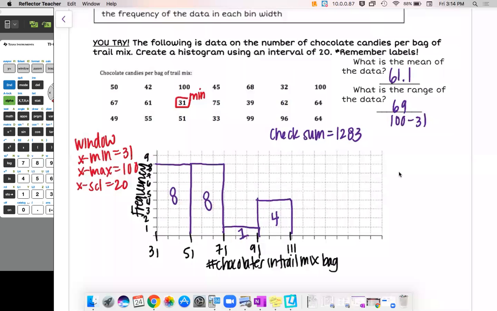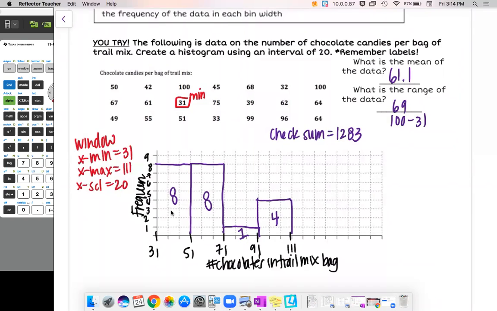Okay guys, this is what you should have got whenever you paused and started working through this problem. So you identified the minimum was 31, so that should have been where you started. You're using an interval of 20, so you should have counted up by 20s to create your bin widths. And then the maximum was 100, so I made this go to 111. And then in your calculator, you would want to change your window, whenever you graph this, to go 31 being your X minimum, 111 being your X max, and your X scale, your bin width, being 20. And then you can scroll just like we did in the last problem.